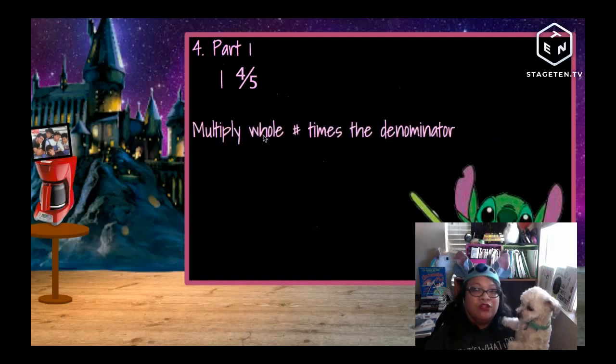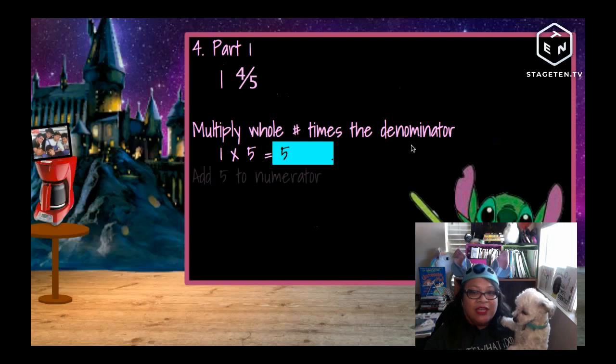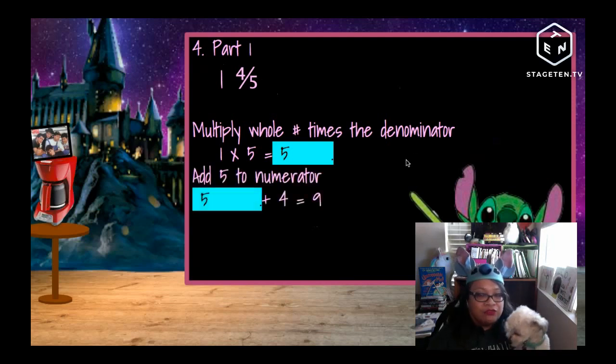So you're going to multiply the whole number 1 times the denominator. 1 times 5 is 5. And then you add 5 to the numerator, which is 4. So 5 plus 4 is 9.